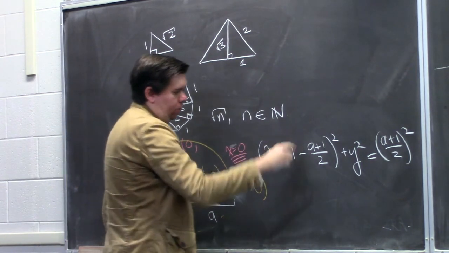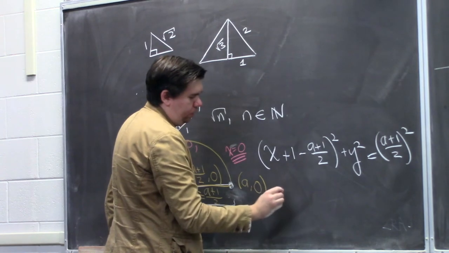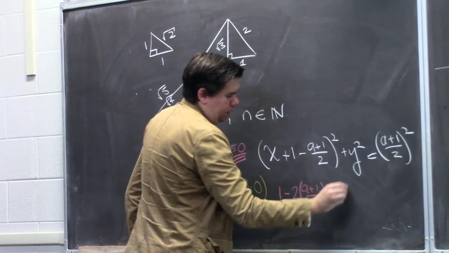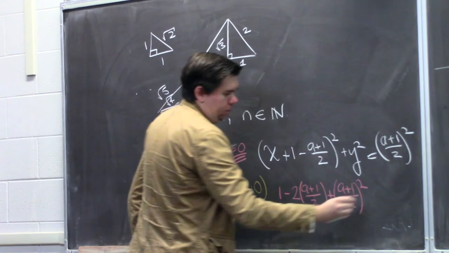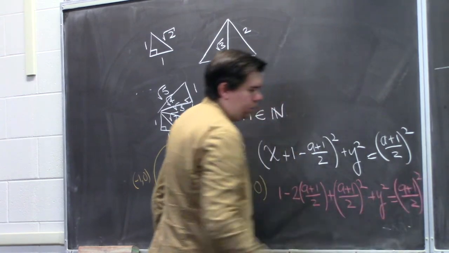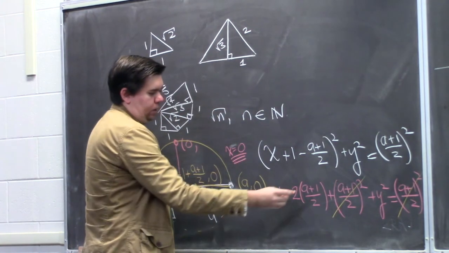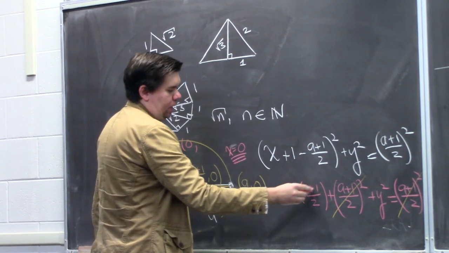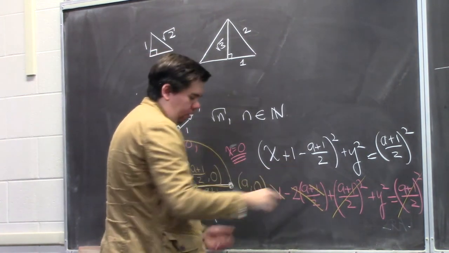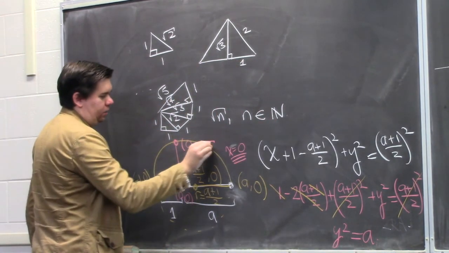I end up with, that's just 0, so it's (1 minus (a+1)/2) squared, which factors out to 1 squared minus 2 times (a+1)/2 plus ((a+1)/2) squared, plus your y squared will be ((a+1)/2) squared. These cancel. This is just 1 minus 2 times (a+1)/2. Those 2's cancel. The minus 1 and the 1 cancels, leaving you just minus a. So a comes over and you're left with y squared equals a. So for this point up here, you're at the positive square root of a.